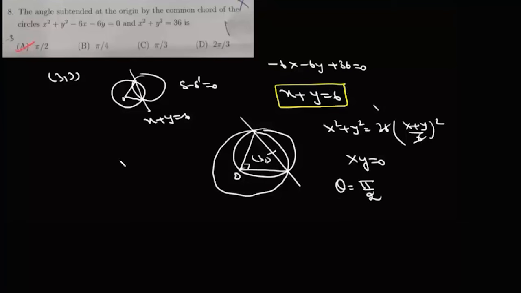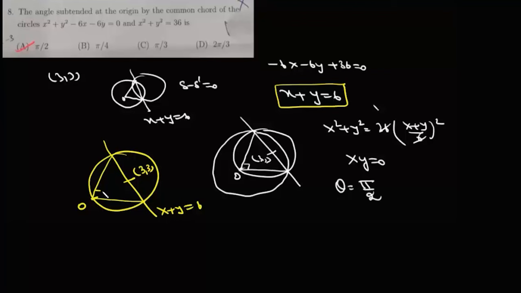Now there are two ways to do it. If we look at this second circle, its center is (3, 3), which lies on this line x plus y equals 6, and it also passes through the origin. So this is a diameter, and we know that the angle subtended in a semicircle is 90 degrees. So the answer to this question is pi by 2.